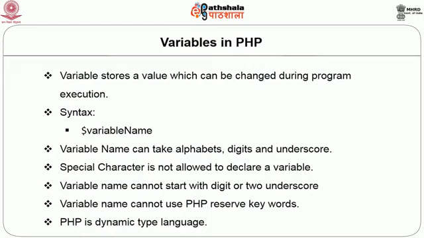And PHP is a dynamic type language. It is also known as a weak type language. Dynamic type language means you don't need to define the data type for a variable. You declare a variable, assign a value to it, and the variable will take the data type according to the value assigned to it. So you don't bother about the data type. So this is a dynamic type language.